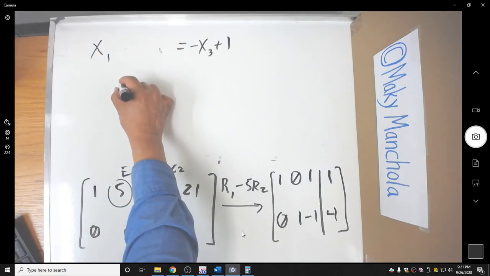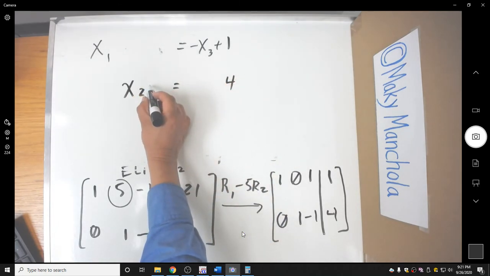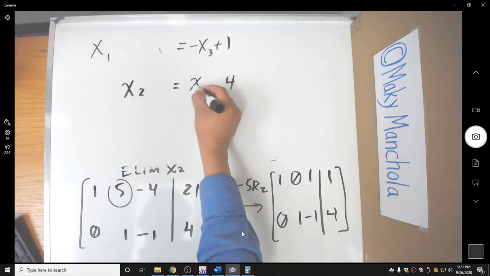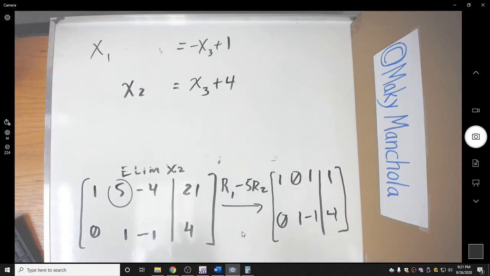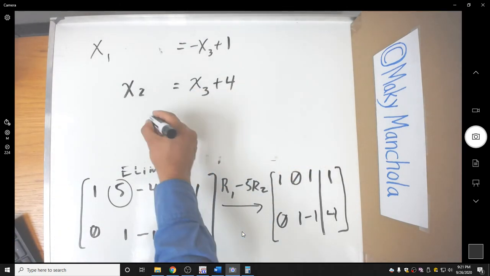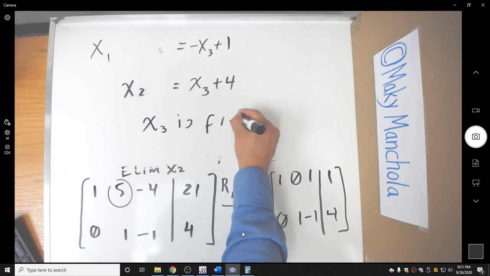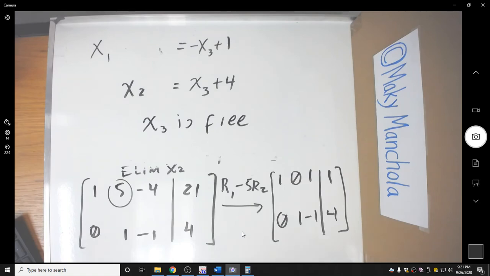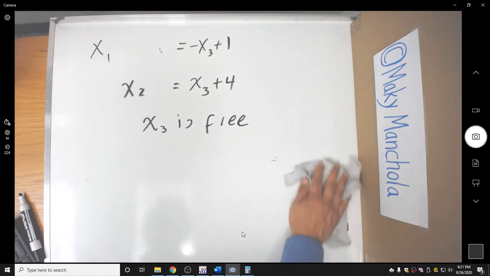In our second equation, we have x2 minus x3, but when I move x3, that becomes x2 equals x3 plus 4. So the variable x1 depends on x3, the variable x2 depends on x3. x3 is free. If we're solving this in the set of real numbers, then x3 is a real number. If we're solving this system in the complex numbers, then x3 is a complex number.